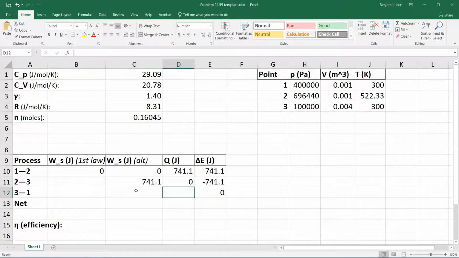Which one do we have a formula for? Did I just end a sentence with a preposition? We have a formula for the work done. And I'll just refresh your memory because you're going to need this.